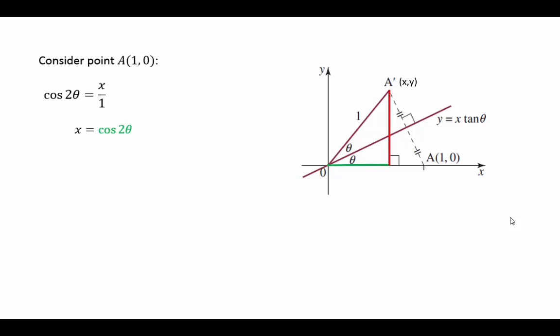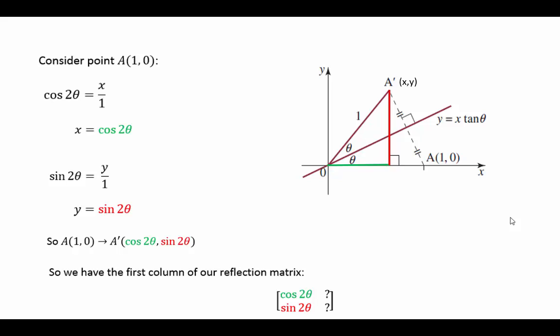Now we'll look at the red line, the y coordinate of A dash. So sine 2 theta is opposite over hypotenuse. The opposite is y, and the hypotenuse is 1. So y equals sine 2 theta. So the point A, (1, 0), maps onto the point A dash, (cos 2 theta, sine 2 theta). So we have the first column of our reflection matrix.